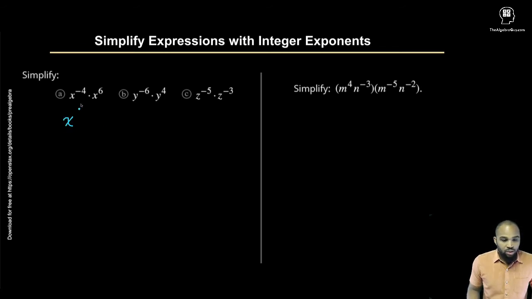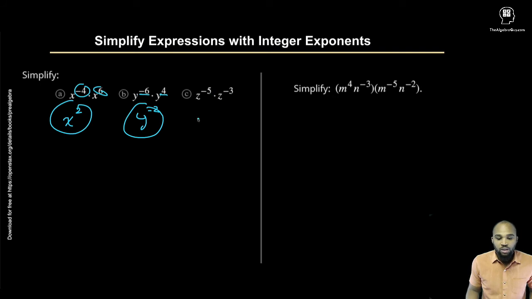All right, so when we add these, we get x squared. We can add these again, we get y to the negative 2. So even though it's a negative exponent, we're still going to apply that same rule. We can add these here, z to the negative 8.